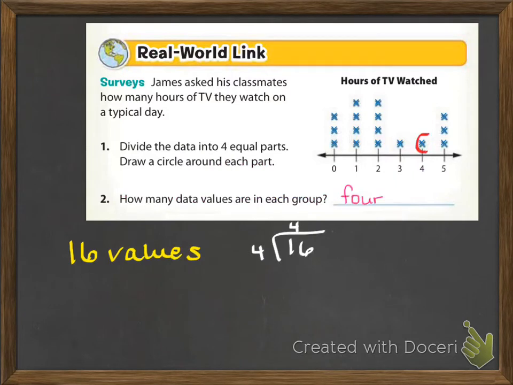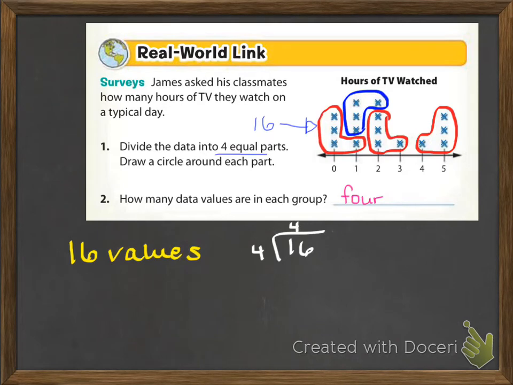For this next section, it says, James asked his classmates how many hours of TV they watch on a typical day. Divide the data into 4 equal parts and draw a circle around each part. So the first thing you wanted to do was count how many X's you have there. When you count them, you see that you have 16 X's. So then to divide those 16 X's into 4 equal parts, you have to find out how many are in each group. So you are going to have 4 in each group because 4 times 4 is 16. So now you can draw your little circles just like that so that you can show the grouping. And it says how many data values are in each group? Well, it's 4 because you have 4 groups of 4.